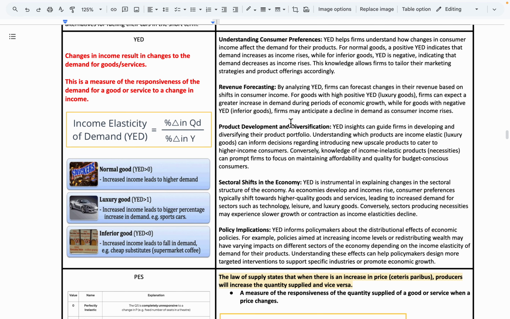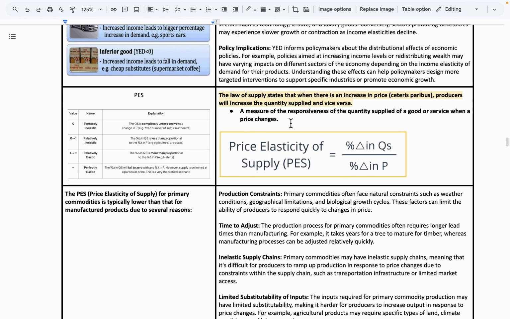Okay, now let's look at PES, which is the law of supply. The law of supply states that when there is an increase in price, ceteris paribus, producers will increase the quantity supplied and vice versa. So this essentially measures the responsiveness of quantity supplied of a good or service when price changes.